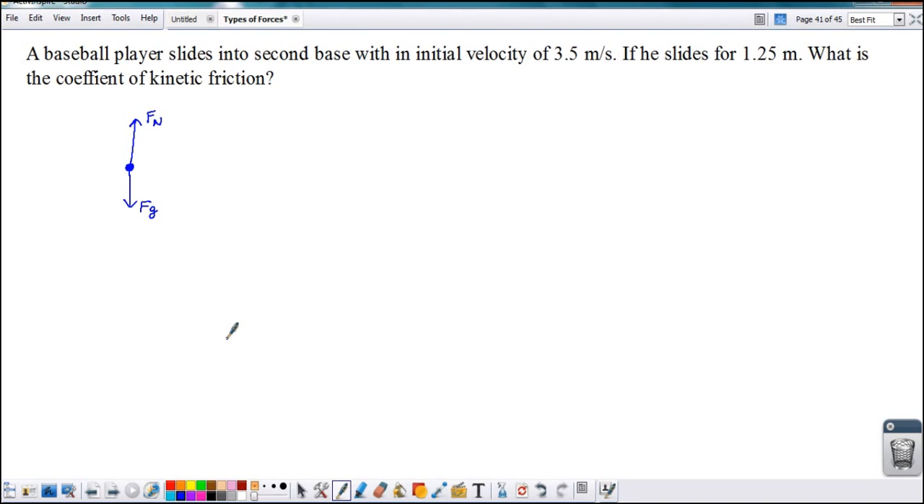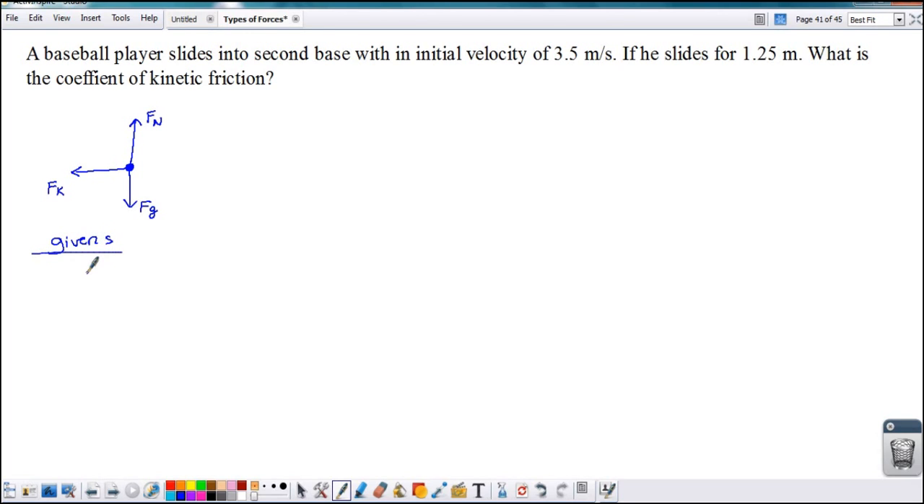And then he's on a surface and he's sliding across that surface, so he's moving, but there will be a force of kinetic friction opposite his direction of movement. Okay? Now, once he starts his slide, he's not pushing forward anymore, so there's no applied force moving him forward. It's just the friction slowing him down. Okay? So, step 2, write down our givens.